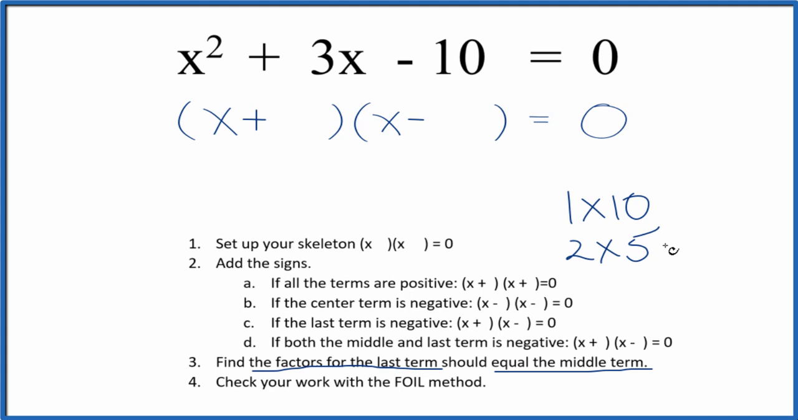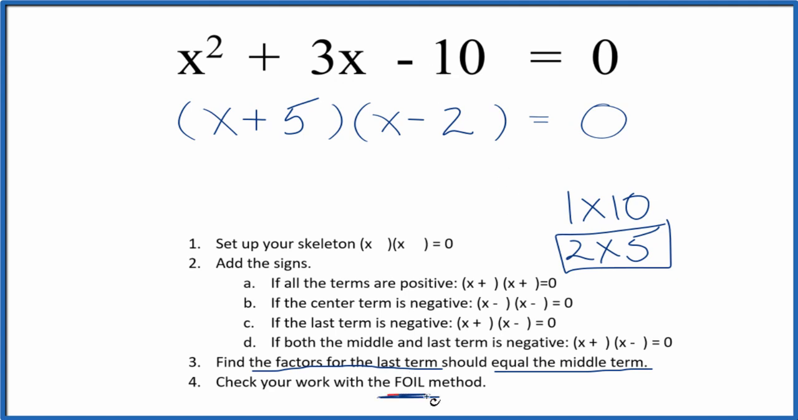And the only one that has a difference of 3, the difference between 2 and 5 is 3, are 2 and 5. So we want a positive 3. Let's put 5 here and 2 here. 5 and negative 2, that'll give us the 3. This is it. We've factored the equation x squared plus 3x minus 10.